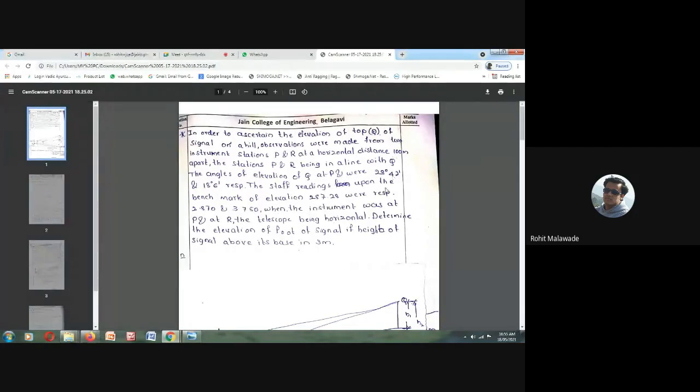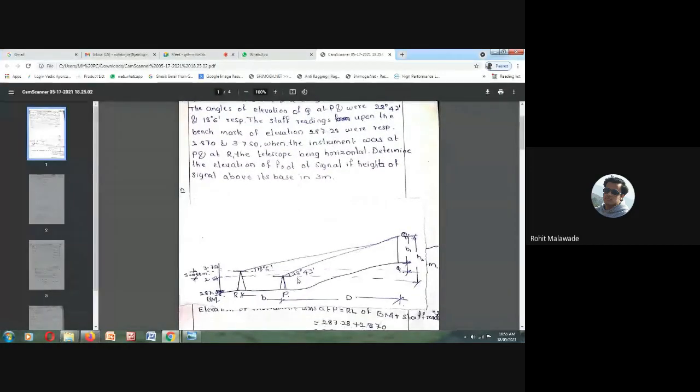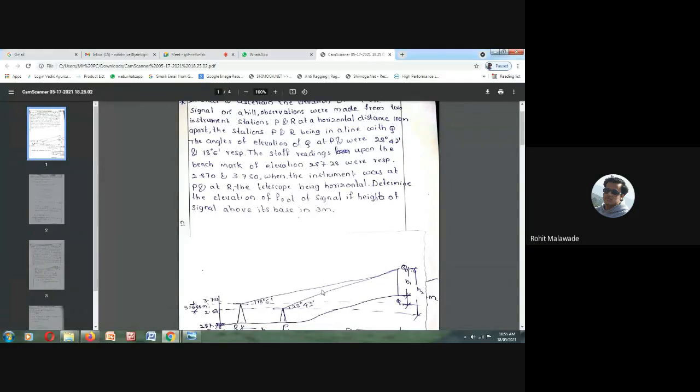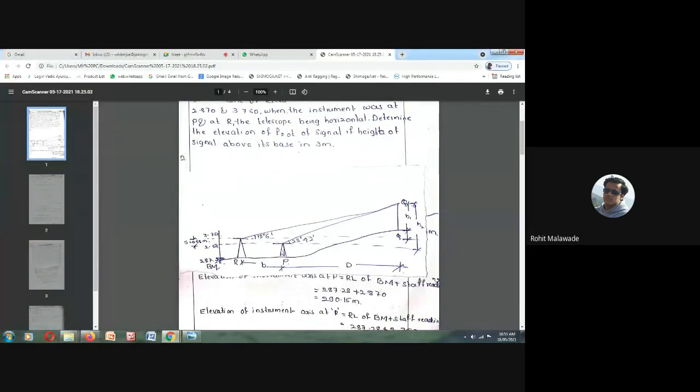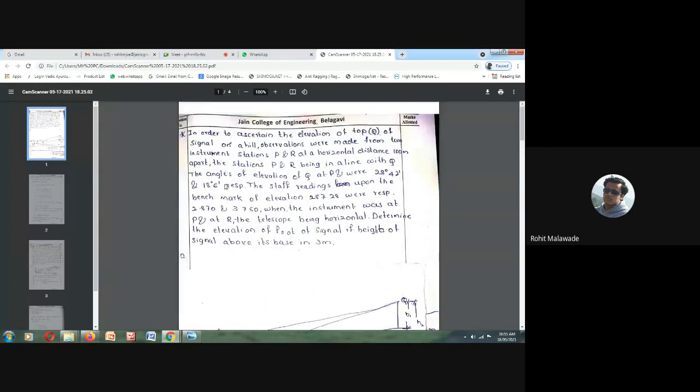So at P, the angle of elevation is 28 degrees 42 minutes when you look from P. And when you look from R to Q, the angle of elevation is 18 degrees 6 minutes.